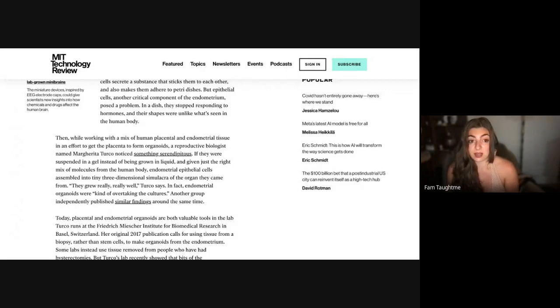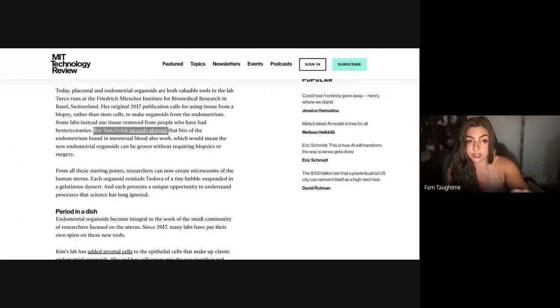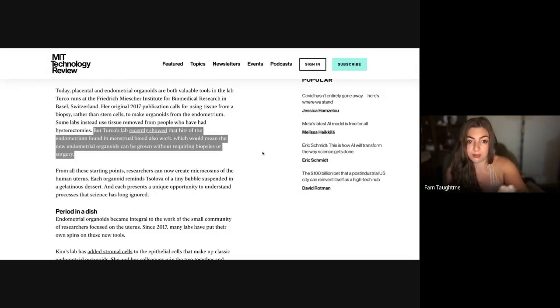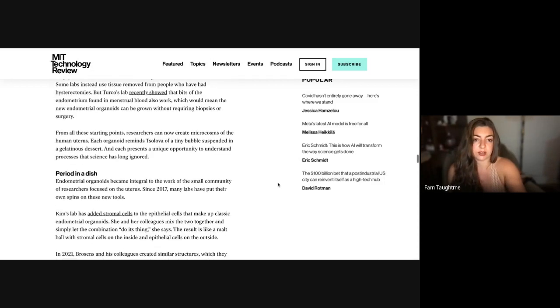And they're even using tissue removed from some people who've had hysterectomies, or bits of endometrium found in menstrual blood also works. So this is kind of scary in a way, because it means someone could potentially grow an endometrial organoid without a biopsy or surgery. They can just basically use the blood as it exits your body and produce these organoids. Potentially really cool too. I suppose there's some sort of medical implementation that would be a possible benefit, but you can see how it's also very dystopian at the same time.